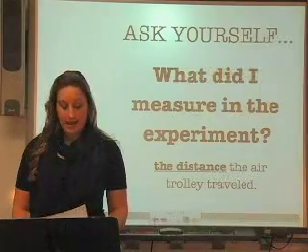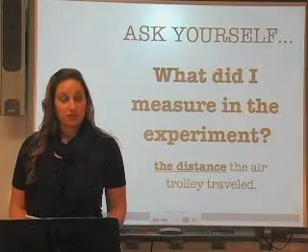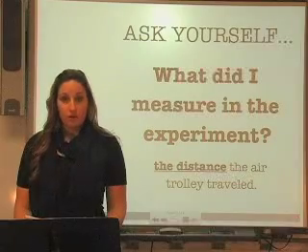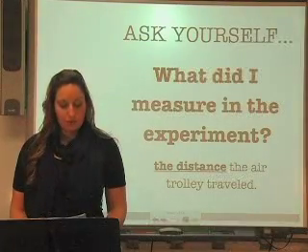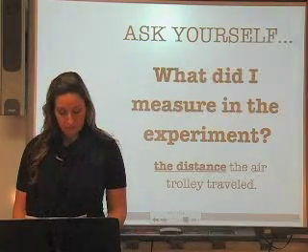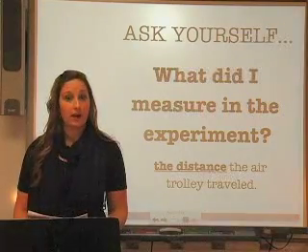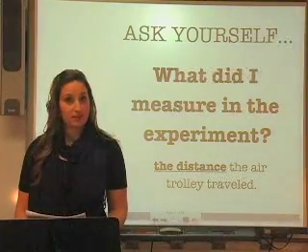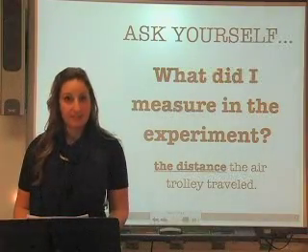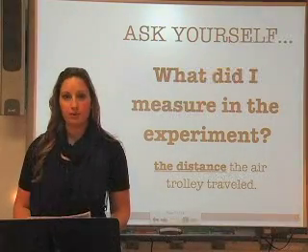Now we must label the y-axis. But again, you must ask yourself a question. What did I measure in this experiment? You measured how far the air trolley traveled, or the distance the air trolley traveled. The distance the air trolley traveled depended on how many wines you gave to the propeller. This makes the distance the air trolley traveled the dependent variable. It is important to remember that the dependent variable is the measured variable of the experiment.